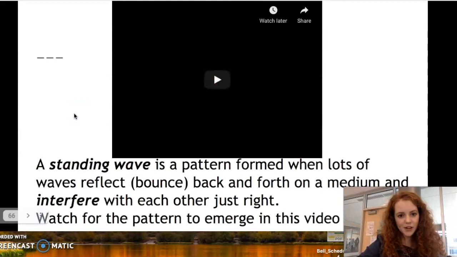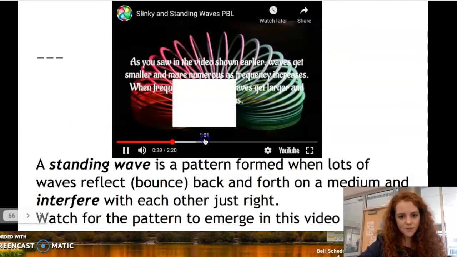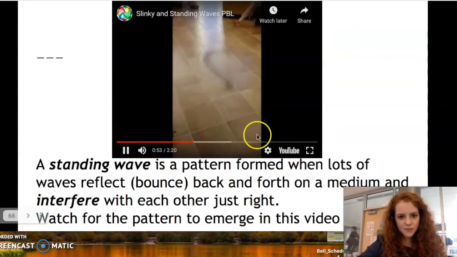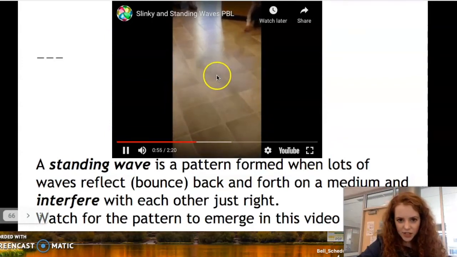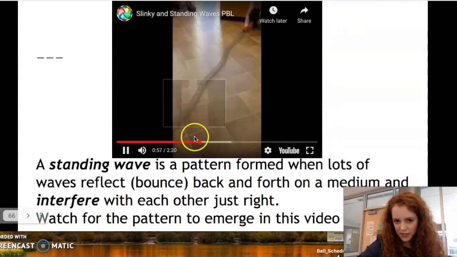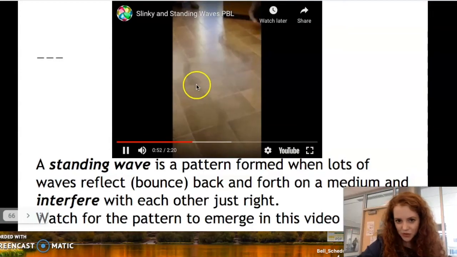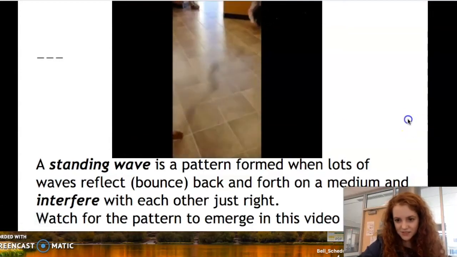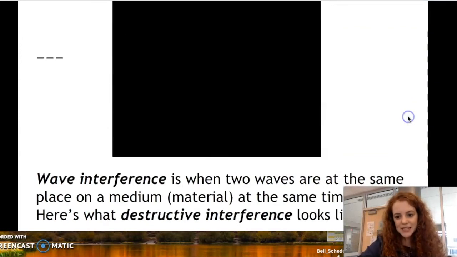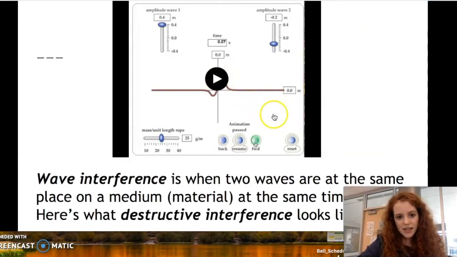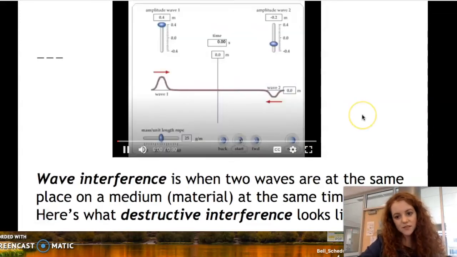So if we go back in our video and watch this again, you see how there's places that almost look like they're not moving. Like right here, it kind of looks like it's not moving. So that's complete destructive interference. And that's what happens here.